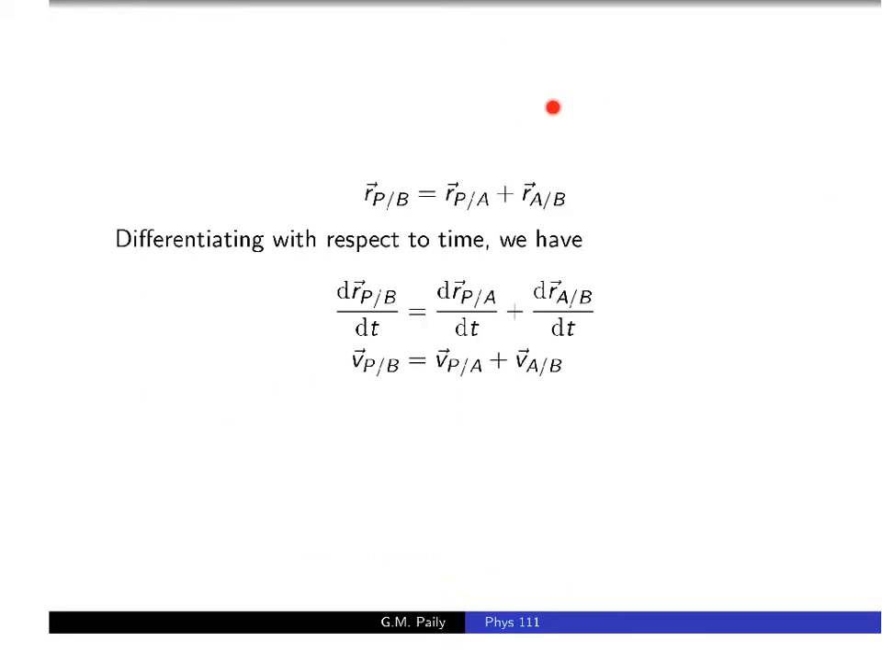If we take this relation and then differentiate it with respect to time, we find the velocity of P with respect to B is equal to the velocity of P with respect to A plus the velocity of A with respect to B. This was essentially what was happening in the train example.